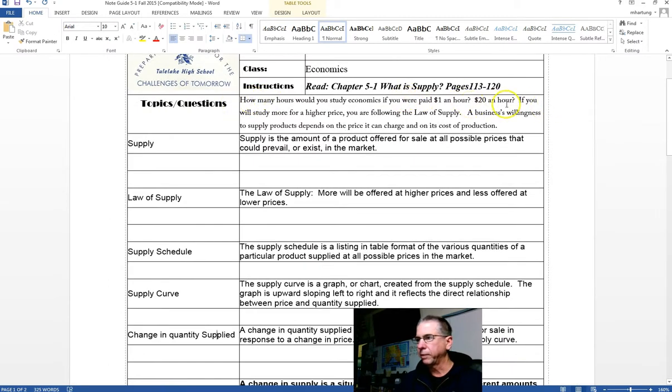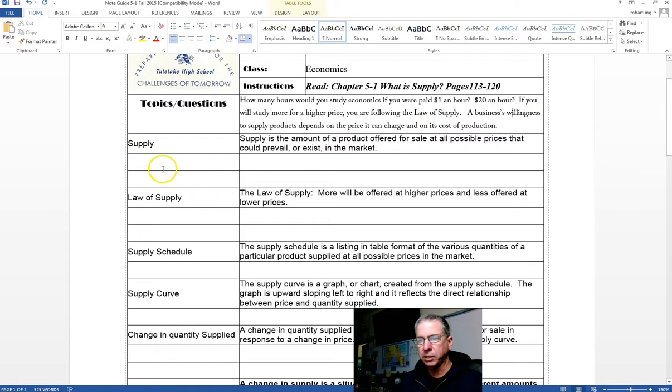If you were paid for economics, how much would you study? Would you study more for $20 an hour or more for $1 an hour? Clearly. And you could take this to any particular type of task. The more you're paid, generally, the more you are willing to do.